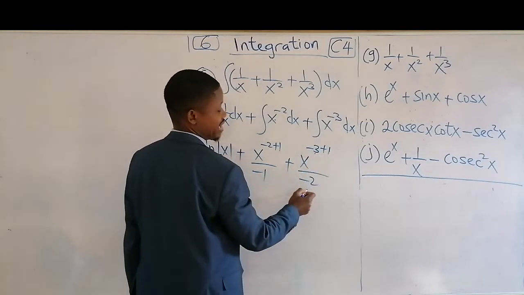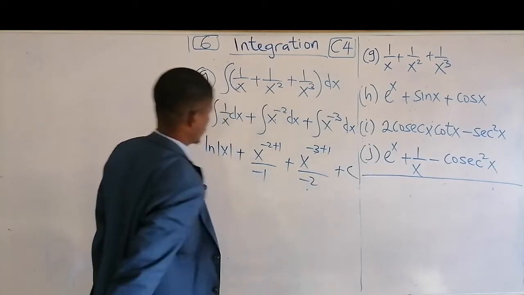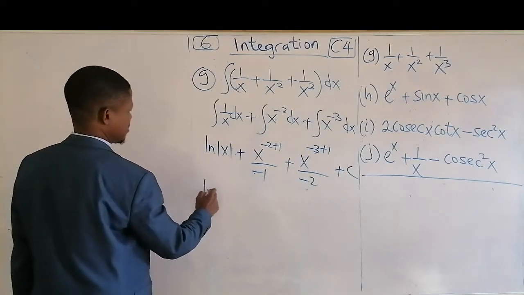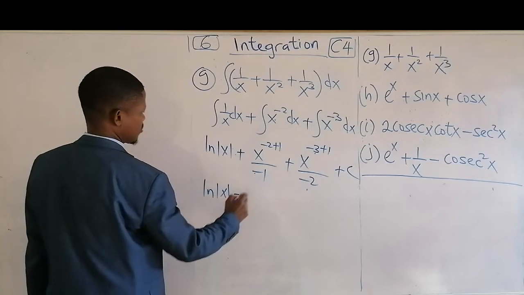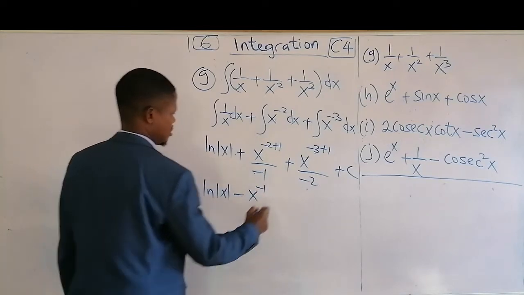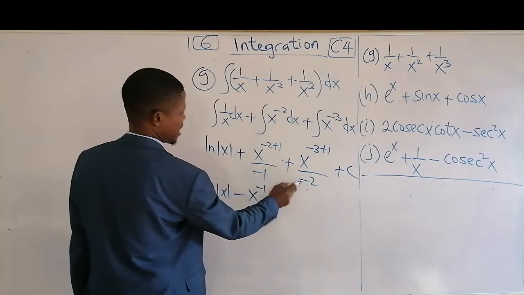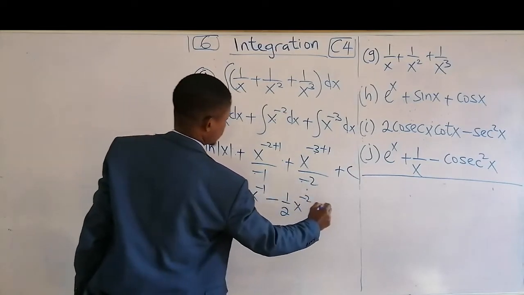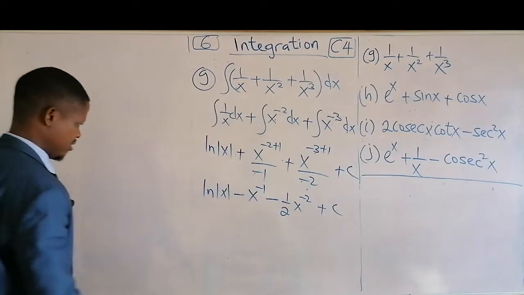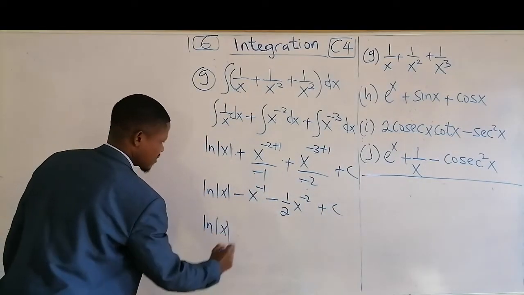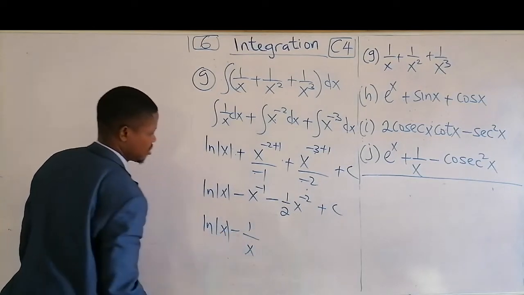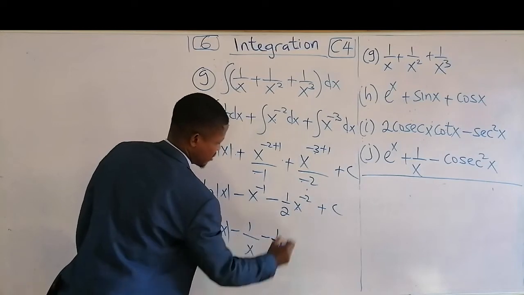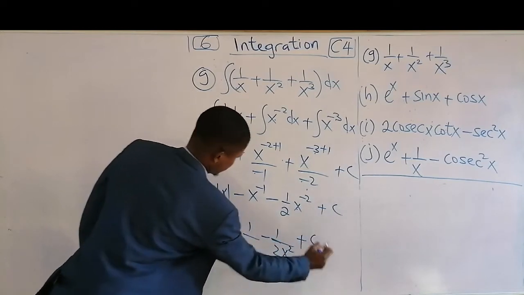Minus 3 plus 1, that's minus 2. So plus c. Okay? So we have ln x, minus 1 plus, minus, that's this will be 1 over 2, x to the power minus 2 plus c. So let's do the algebra. So on the final note, we have this. This will be minus 1 over x. And this will be minus half. And then this will go down. That will be x to the power 2 plus c.